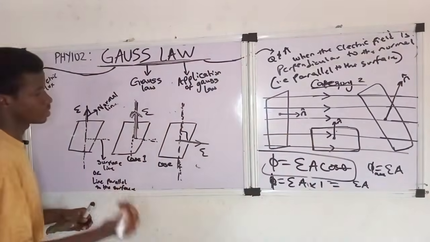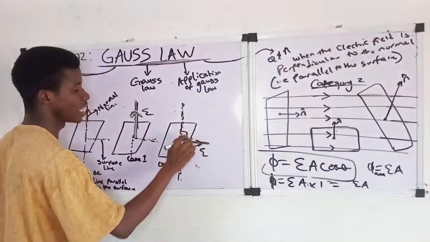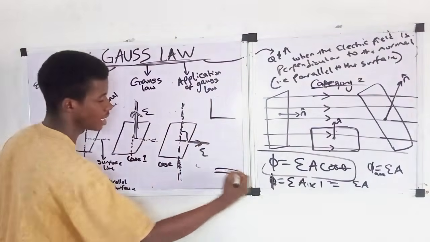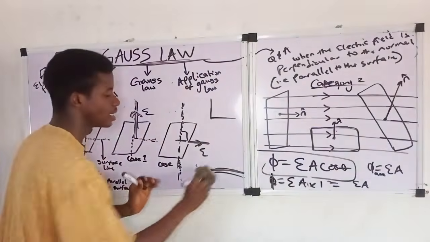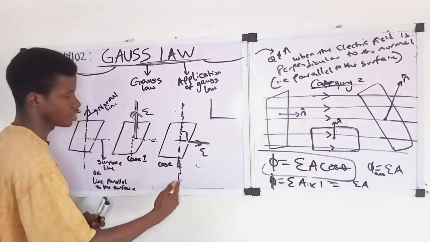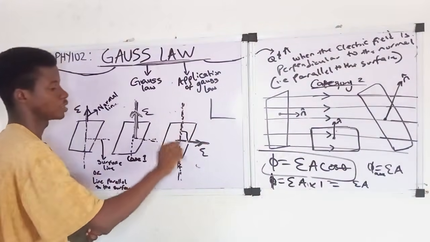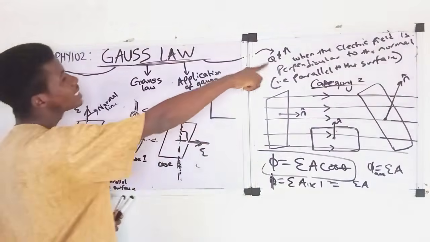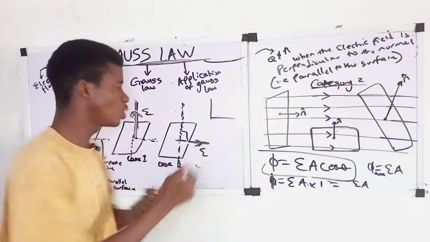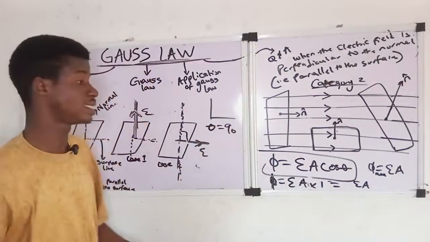So look at it. This is case two. When the electric field is perpendicular, this is perpendicular, and this one is parallel. Now look at it. This is the normal, and the electric field is perpendicular to the normal. When you say some things are perpendicular, the angle between them is 90, that is a right angle. A right angle is 90 degrees.